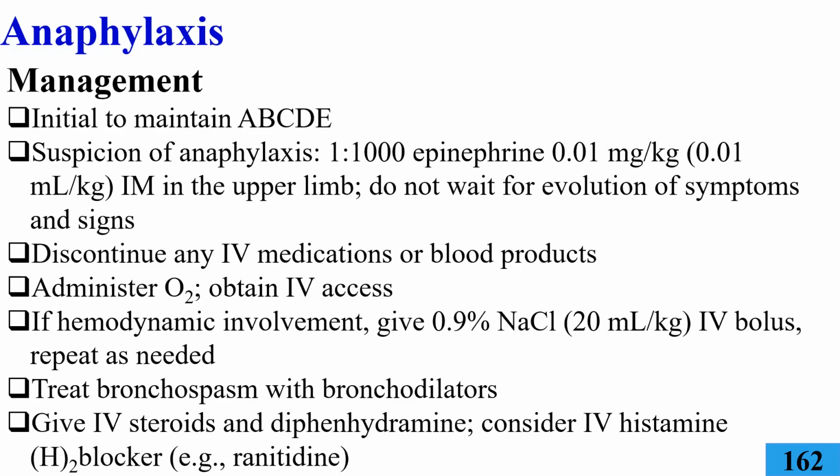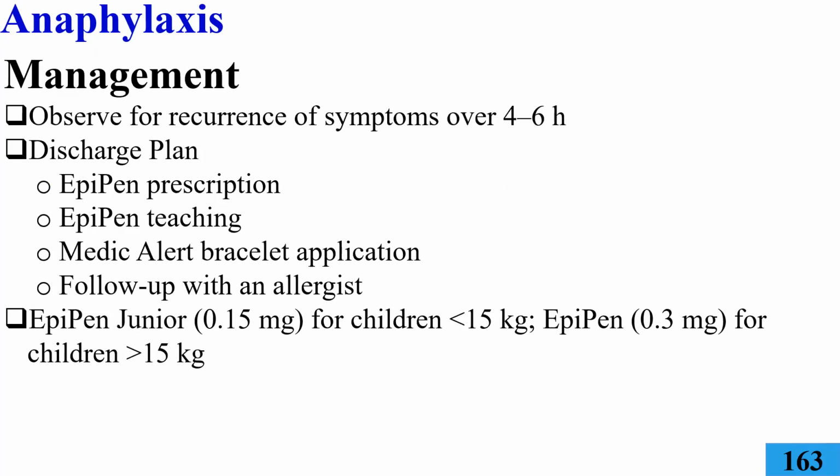Management is A, B, C, D, E. Exactly. You need an IV. You need epinephrine ready. If the baby is on medication, antibiotics, you need IV access. You need respiratory support and oxygen. You need to treat bronchospasm and the airway, and support the breathing. And you need to give steroid and antihistamines when necessary, and sometimes we have to give beta blockers. Then if the baby is okay, they need to be observed for at least 6 hours to look for the biphasic reaction and recurrence of symptoms, and you should have a discharge plan such as having an EpiPen.